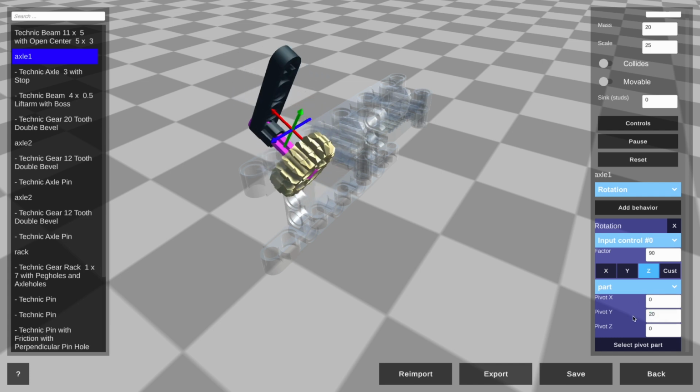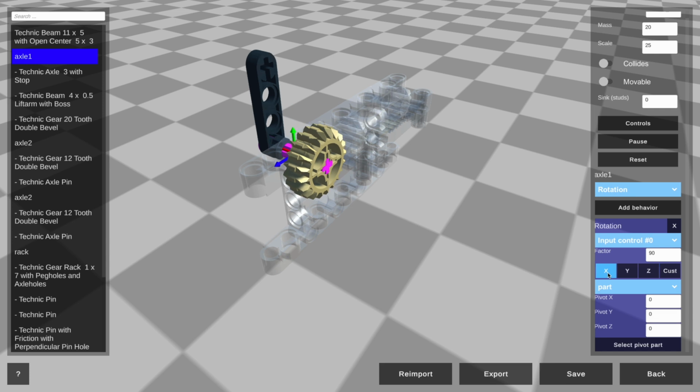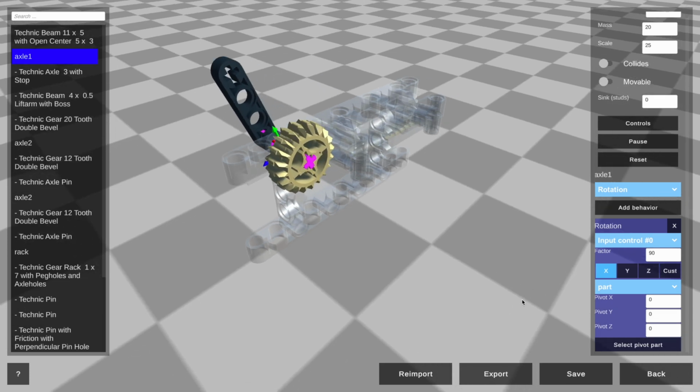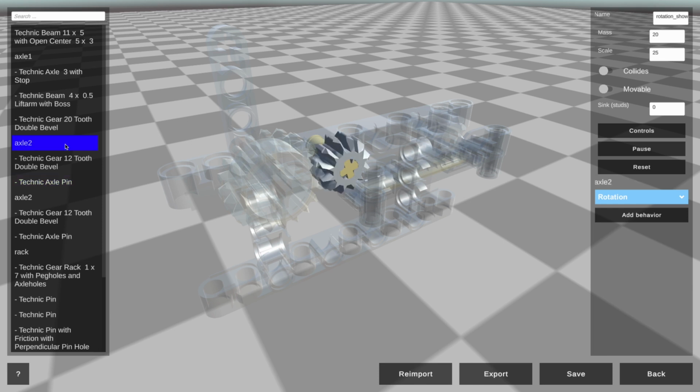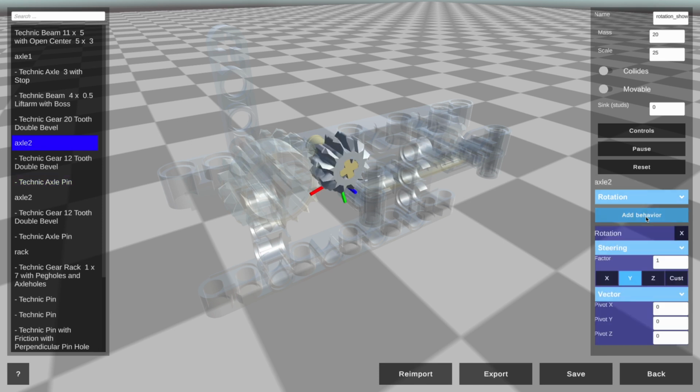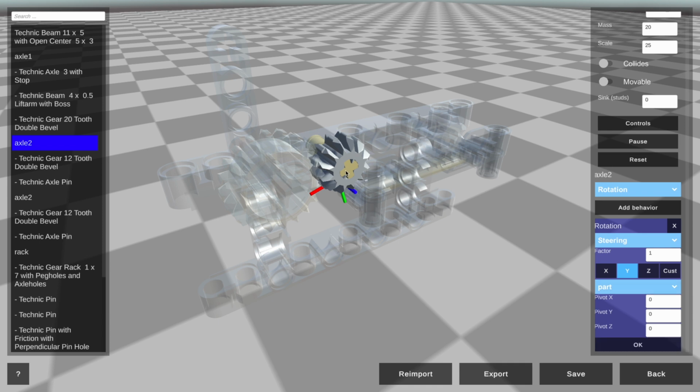In certain cases, the game will try to auto-configure the rotation pivot for you, like you see in this example now. The rotation of another part can be used as an input for a rotation. This is useful when setting up gear systems. Here we first need to select the rotation pivot and axis, as it was not automatically detected.